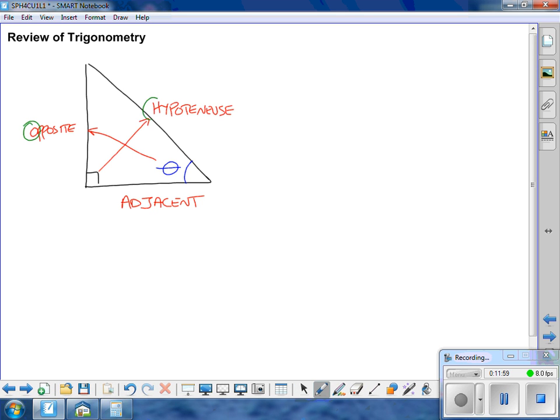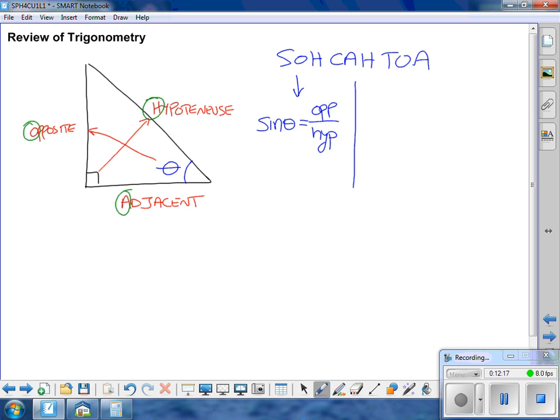We take the O, the H, and the A, and from that we create, as you learned in grade 10, SOHCAHTOA. SOH means sine of the angle equals opposite over hypotenuse. The CAH is cos theta equals adjacent over the hypotenuse. And the TOA is tan theta equals opposite over the adjacent. So there are your 3 trig ratios, and that's all you're responsible for.